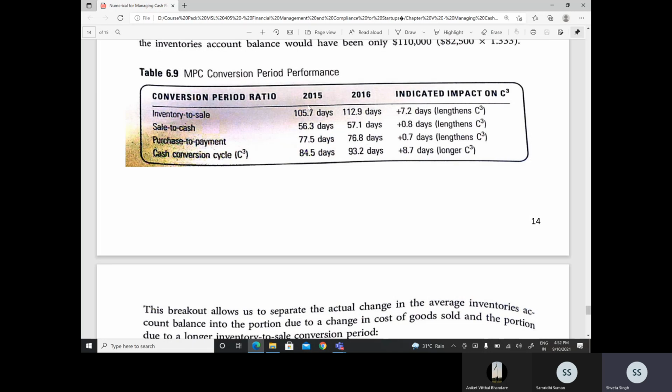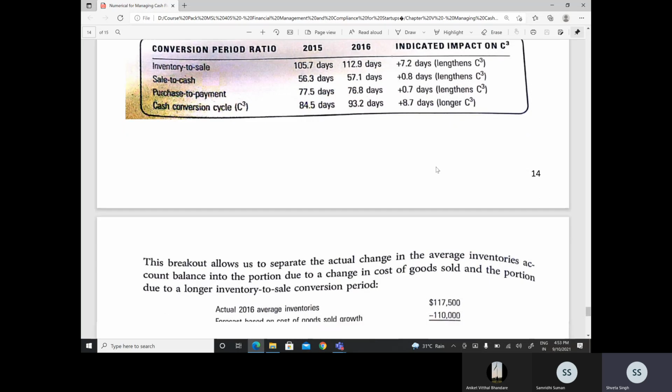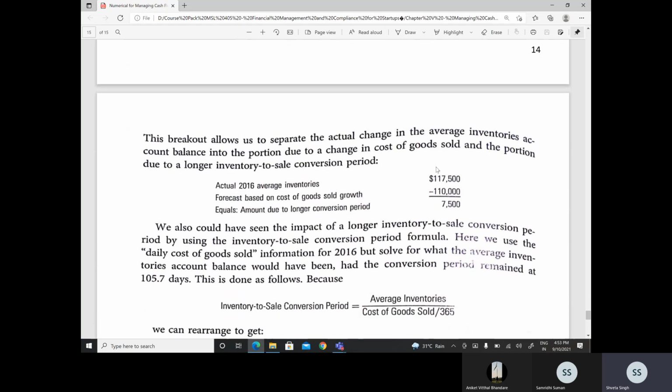Okay, so these are the conversion ratios for the 2 years. As you can see, the inventory to sale ratio has increased by 7.2 days, which actually lengthens your C3. The sale to cash has also increased, but marginally by 0.8 days. The purchase to payment has also increased, but by just 0.7 days. So the net cash conversion cycle has actually increased by nearly 9 days. Okay, so this is leading to a longer C3, an indication of inefficiencies in production.